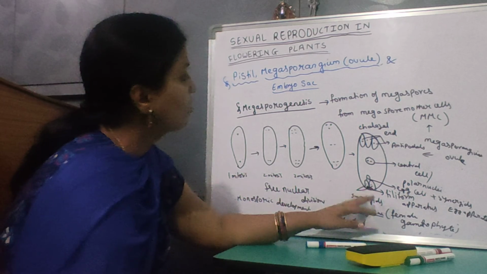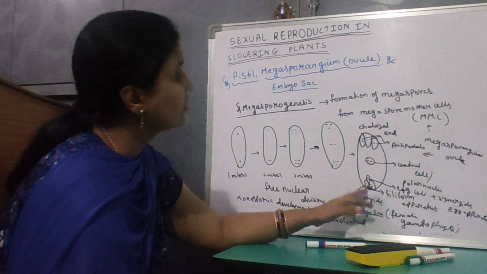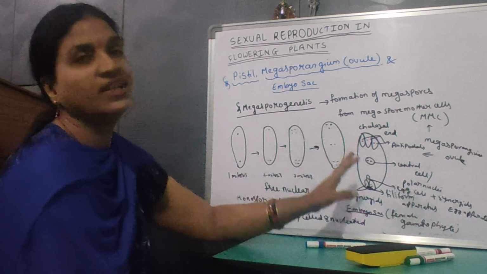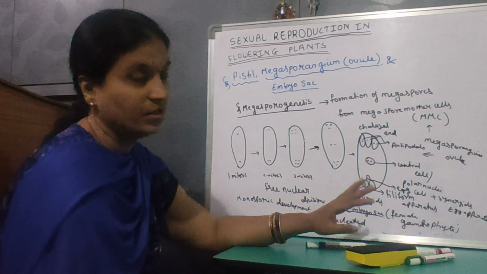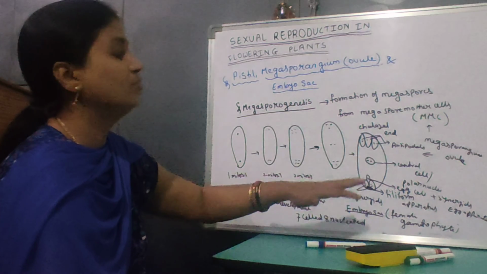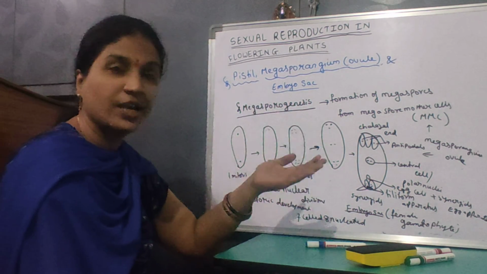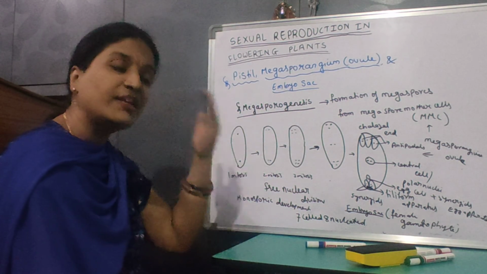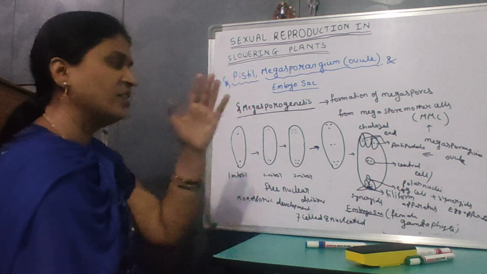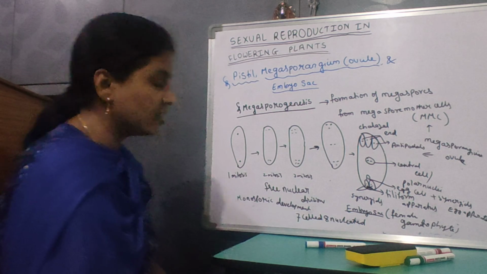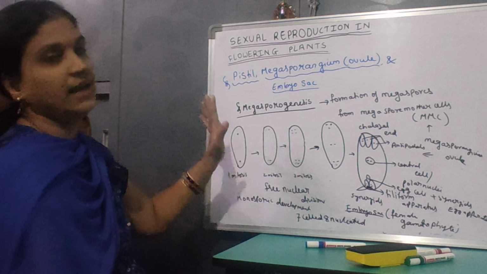So after fertilization, what happens? The synergids and the antipodals all degenerate. The egg cell will develop into the zygote and then the embryo. The polar nuclei will develop into the primary endosperm nucleus or PEN, which again develops after fertilization into endosperm. Later on we will study. So this is about the formation of the female gametophyte.